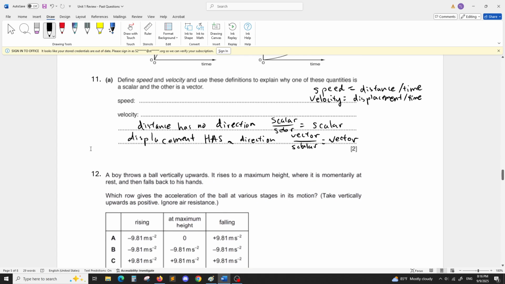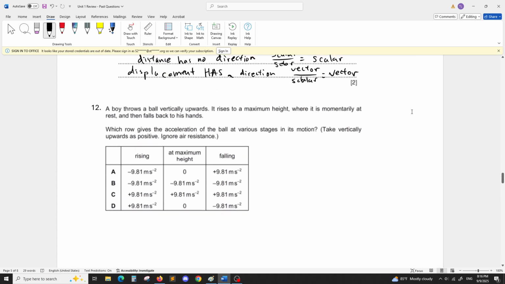And that's essentially how you do number 11. It's just a simple definition. You basically have to memorize it. It's not very fun, but after a while you'll get used to it. On to the next question.